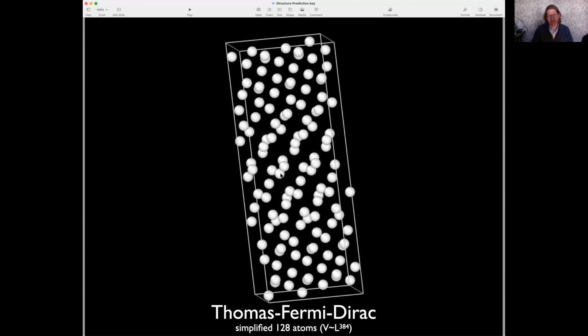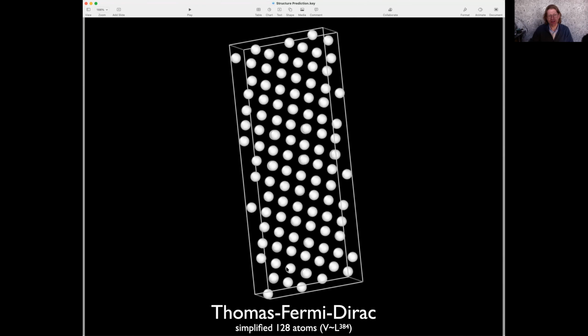So it relaxed, it looks sort of crystalline in certain regions, and then you just keep relaxing and it snaps into something that looks quite crystalline. So this is showing you the volume, this volume goes as L to the 384. The dimensionality of this problem is huge, but we're able to get to these very low energy structures because of the smoothness of the landscape.